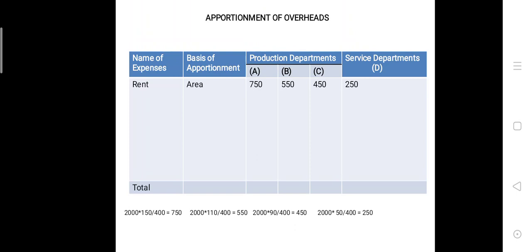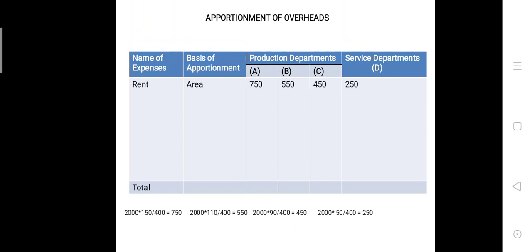Now coming to the expenditure. First we will take each expense and find an appropriate equitable base to allocate it to all the 4 departments. So first we are going to take rent, and the basis of apportionment here is area. That comes to 150 is to 110 is to 90 is to 50.